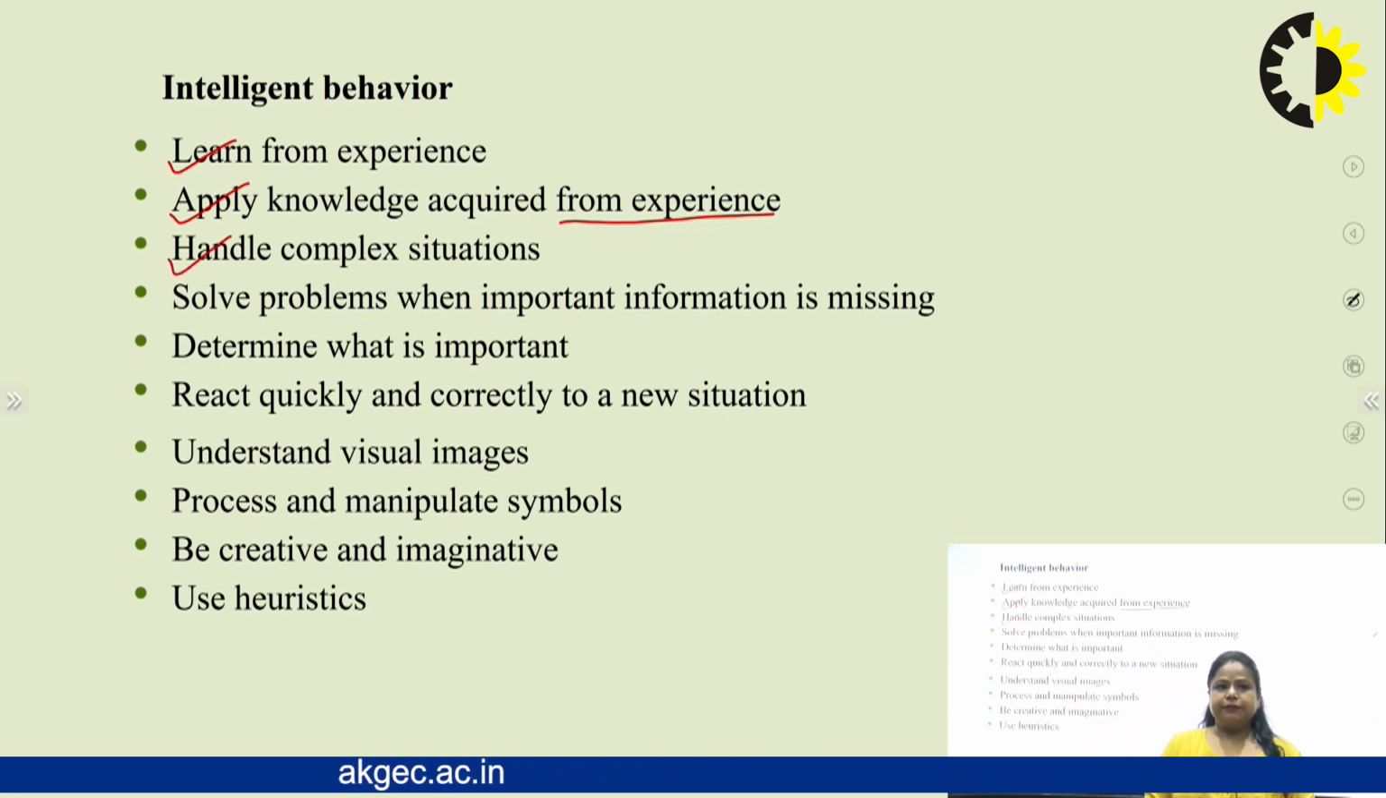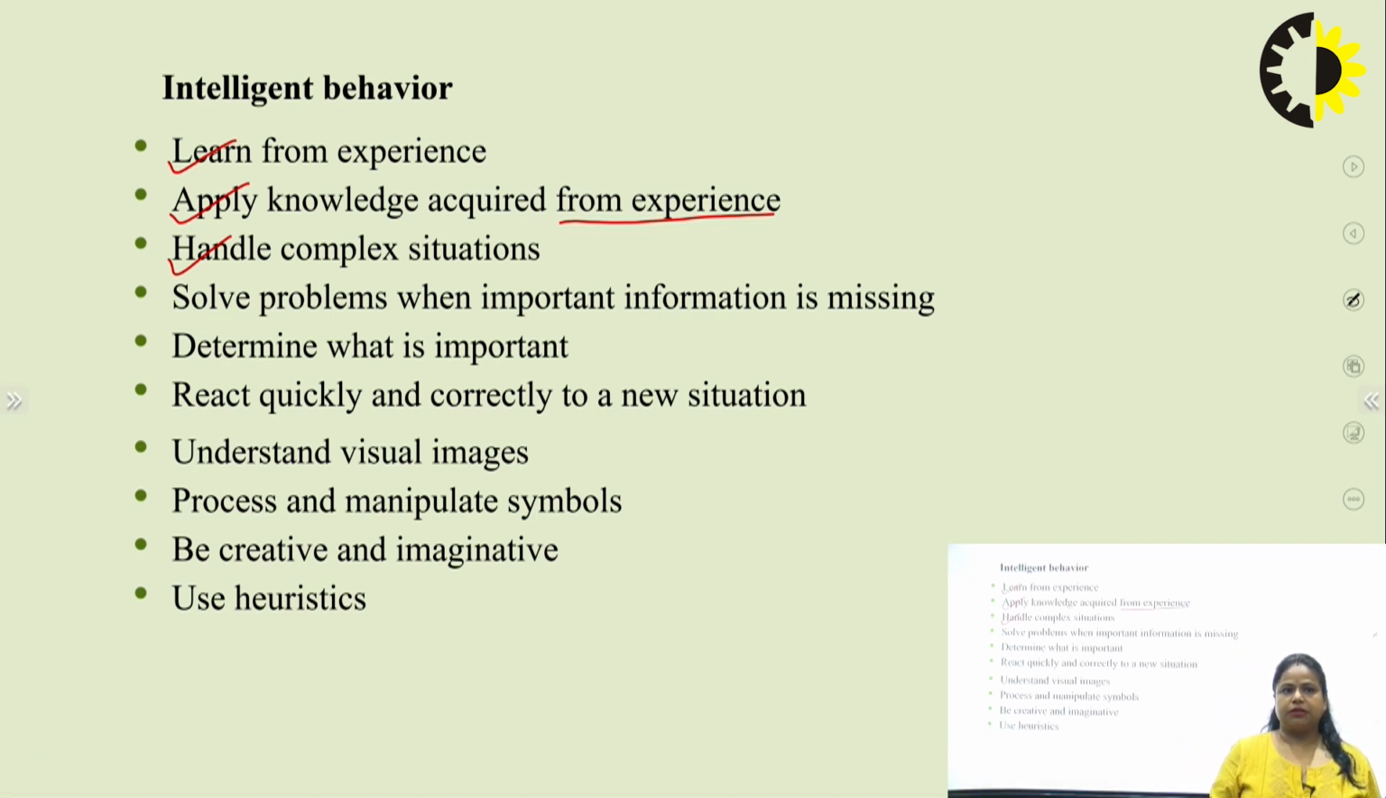Then we have to solve problems when the information, or an important part of that information, is missing. Whenever we have data and some information is missing, that information is very important for us to understand things. So if we have missing data, how can we handle the problem, or rectify our parameters? Then, working on that system, we have to determine out of the given data what is important for us and what is not.